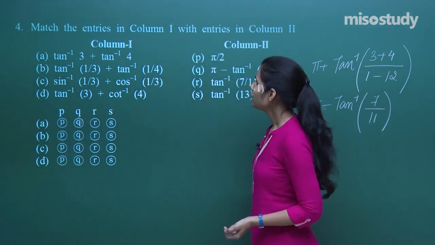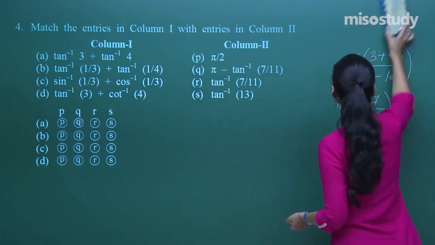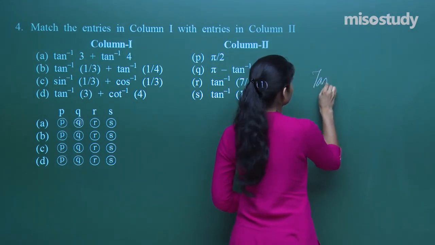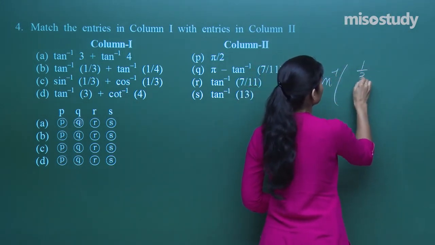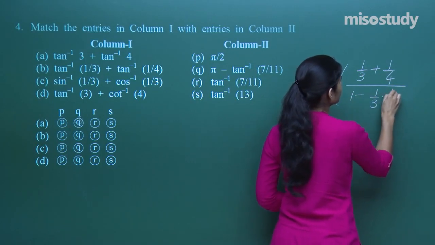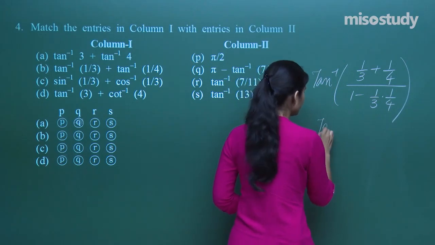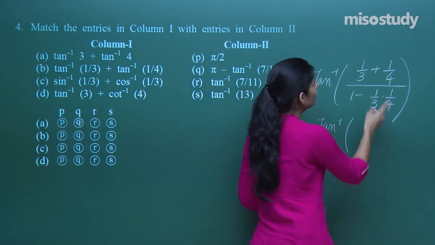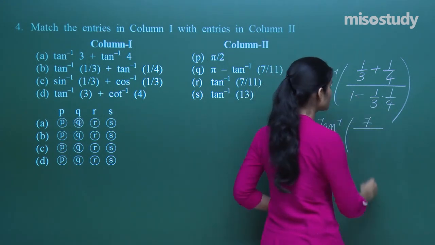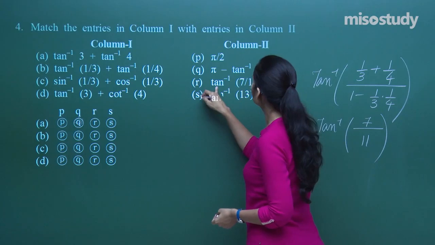Clear? Then you have tan inverse 1 by 3 plus tan inverse 1 by 4. Over here pi is not going to come into action. Directly it will be what? Tan inverse of 1 by 3 plus 1 by 4 upon 1 minus 1 by 3 into 1 by 4. Fine. So this becomes tan inverse of 4 plus 3, 7, whole upon 12 minus 1, 11. So 7 by 11. So B goes to R.